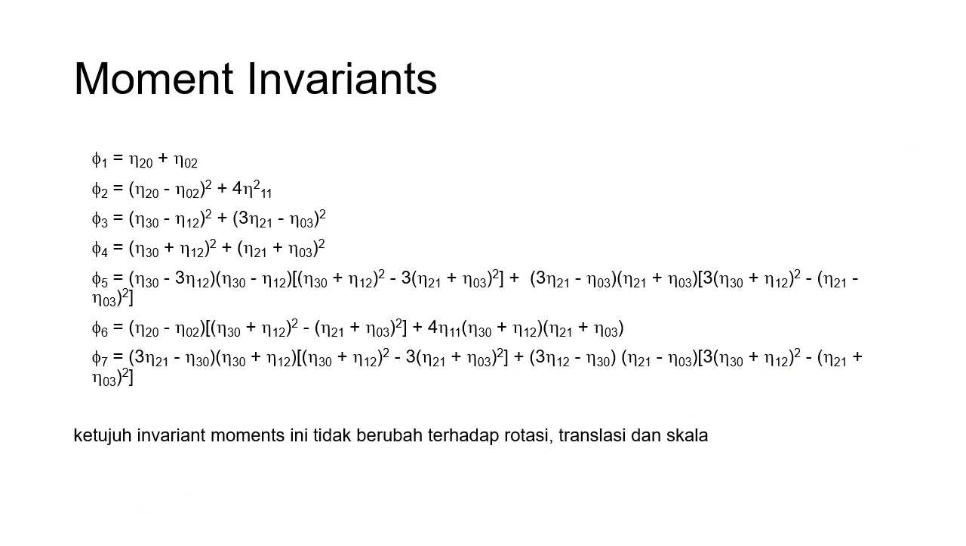Now, the moment invariant is a set of 7 values, phi 1, phi 2, phi 3, and so on. So it means that if we are using moment invariance, we describe an object using 7 numbers, phi 1 up to phi 7. In other words, each object described by moment invariance is a point in a 7-dimensional space.